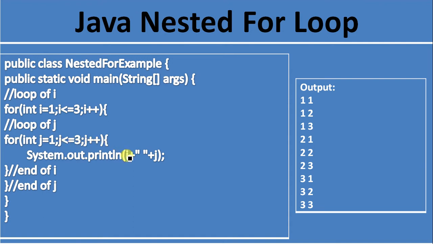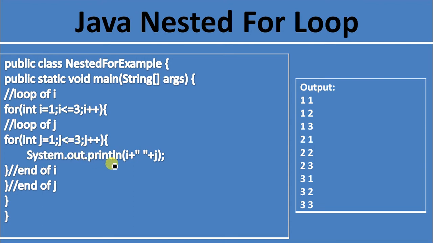Then print the value of I and j. At this moment the value of I is 1 and the value of j is 2. So the output is 1 and 2. Again it will increase the value of j, which is 3. Check the condition, 3 less than or equal to 3, yes, the condition is true.